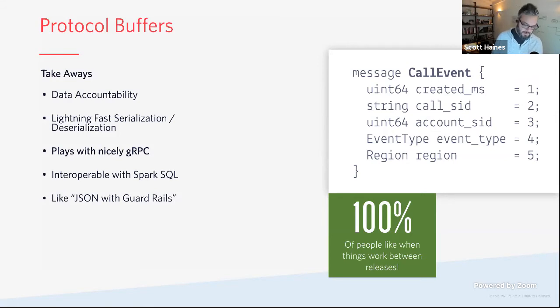But gRPC allows you to stay binary across the board, which is really nice because there's no transformation or any kind of problematic data being sent accidentally. People like it when things work between releases. Also, people like having guardrails in place. At least I do, because it helps me sleep at night.